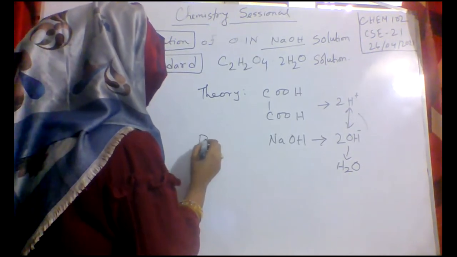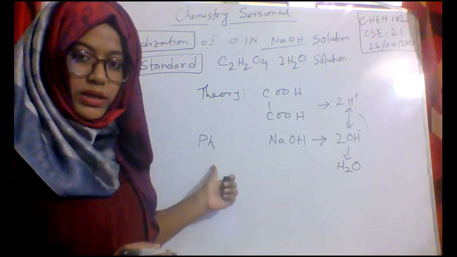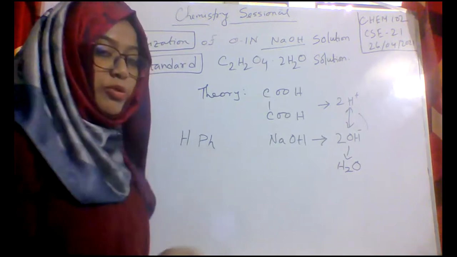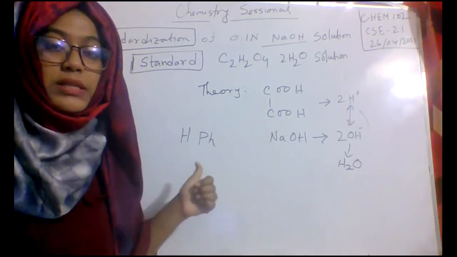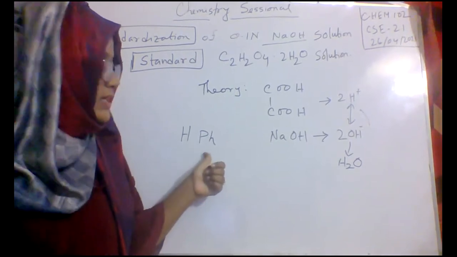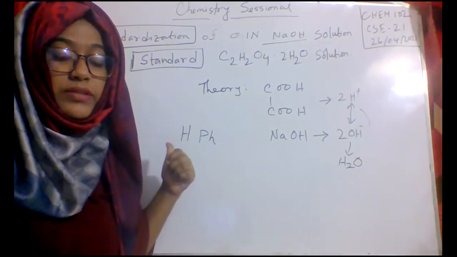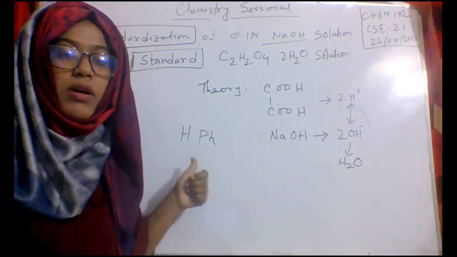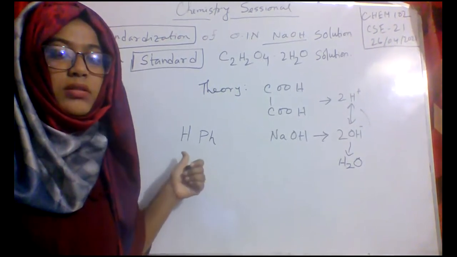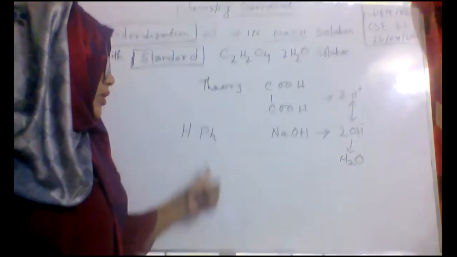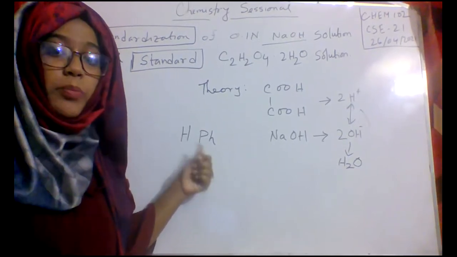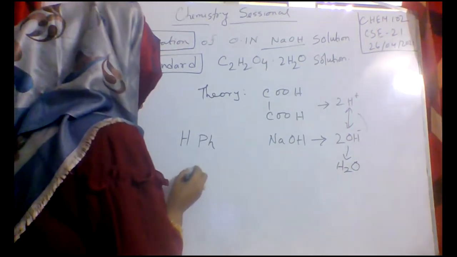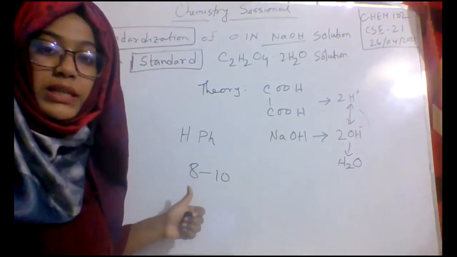Suppose phenolphthalein, I'm denoting it as pH. In short, phenolphthalein is a weak indicator. Not a weak indicator, it's a weak acid actually. Weak acid means which never dissociates itself completely. Complete dissociation does not occur for phenolphthalein because it's a weak acid. So it will completely dissociate when the pH range is 8 to 10. I'm talking about the indicator.